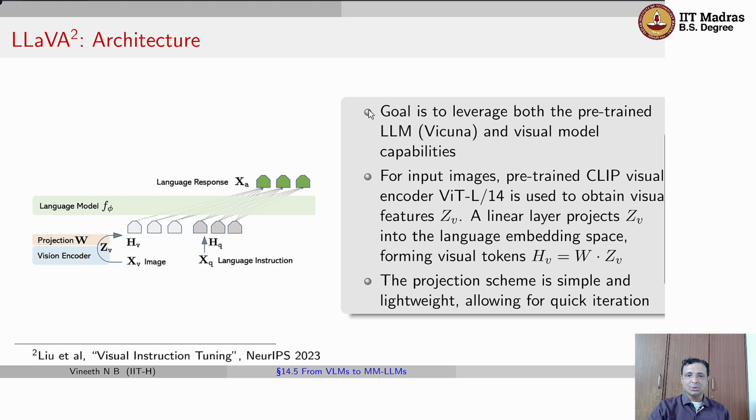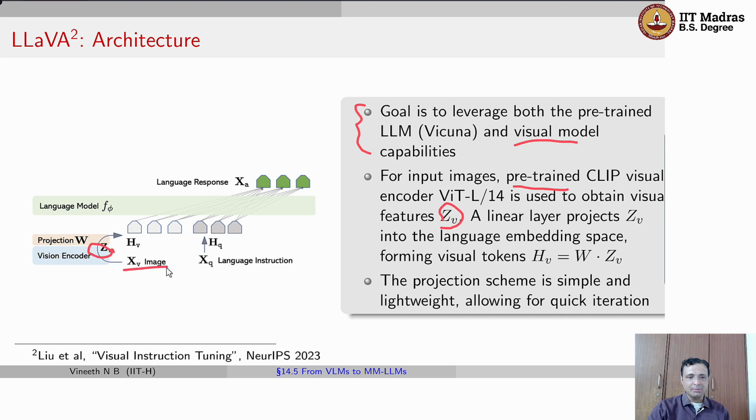The goal is to leverage a pre-trained LLM. They use Vicuna. Vicuna is an open source version of Llama. We saw Llama as an LLM that was developed by Meta. Vicuna is an adapted version of Llama. That's the LLM they use, and they'd like to leverage the LLM and a visual model's capabilities to do reasoning on images. For input images, a pre-trained CLIP visual encoder ViT-L/14 is used to obtain features Zv. You can see that here too.